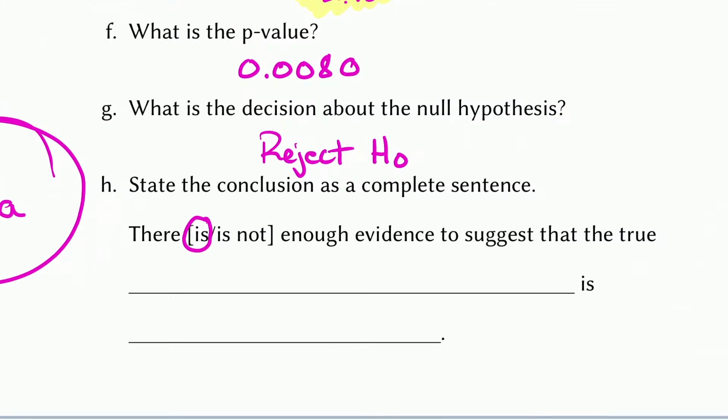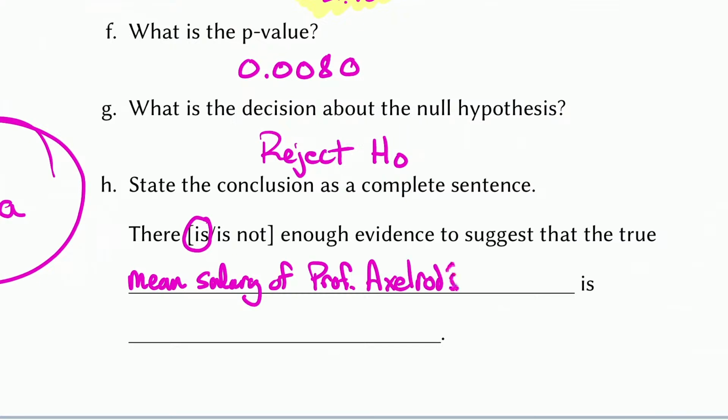So there is evidence to suggest that the true mean salary of Professor Axelrod's students is not 71,000. I know what you're thinking. It's clearly less than 71,000, right? But that's not what this hypothesis test was testing.